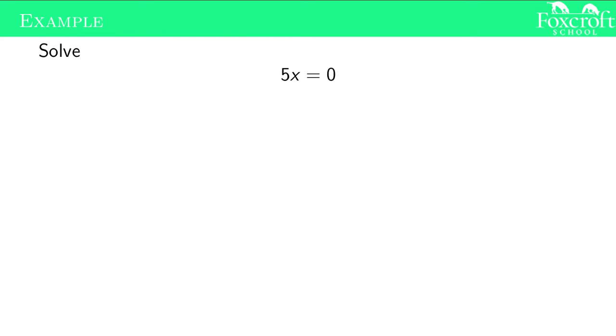So for instance, in this equation, 5x equals 0, 5 times something equals 0. Well, the only way something can be multiplied to give 0 is if that thing is 0. And of course, we could see this another way. We could just divide both sides by 5 and see that x has to be 0. This is that 0 property. The only way you can multiply to give 0 is if one of the things is 0.